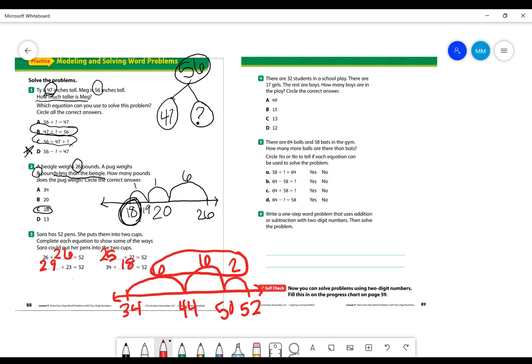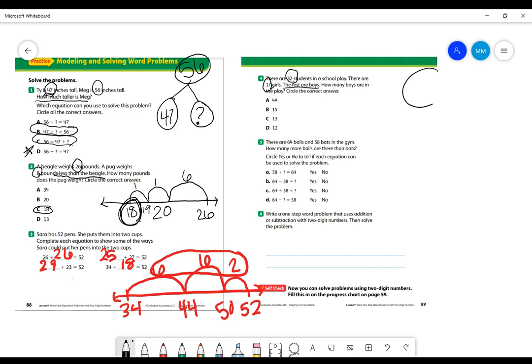All right, let's move on to number 4. It says there are 32 students in a school play. There are 17 girls, the rest are boys. How many boys are in the play? Circle the correct answer. We're gonna read it again. There are 32 students in a school play. There are 17 girls, the rest are boys.